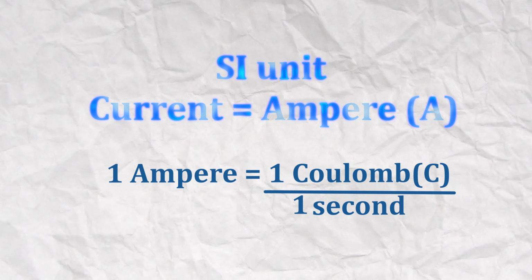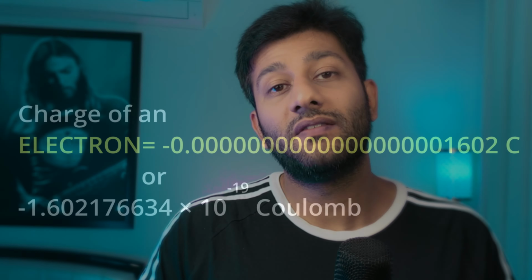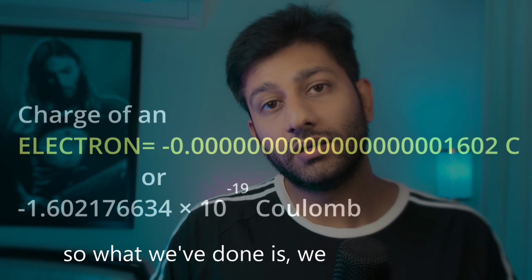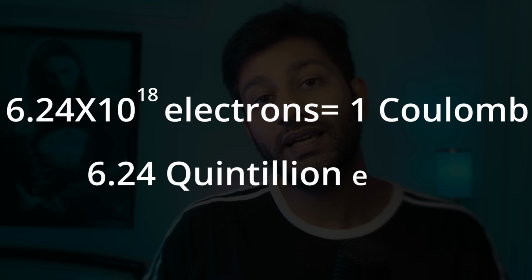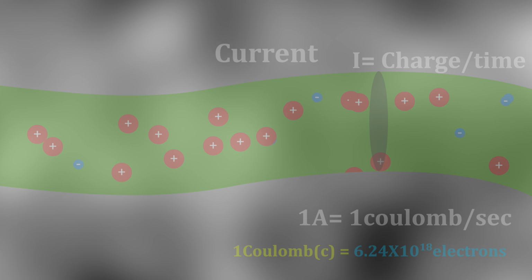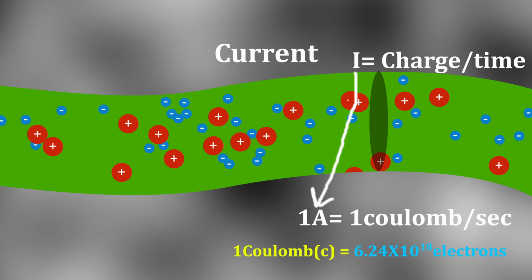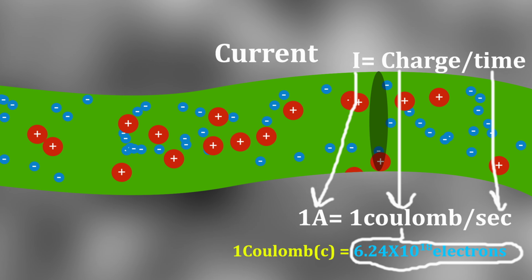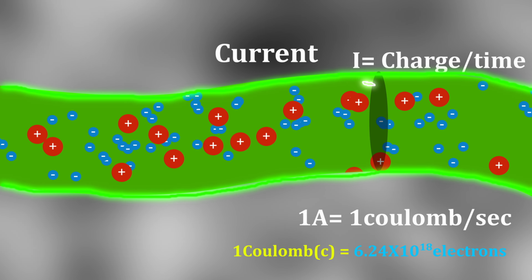Now what is this coulomb? So the charges on electrons are very tiny. So what we've done is we've clubbed 6.24 times 10 to the power 18 electrons together and called it 1 coulomb. So now we can say that current is nothing but the flow of 1 coulomb per second through a cross-sectional area of a conductor.